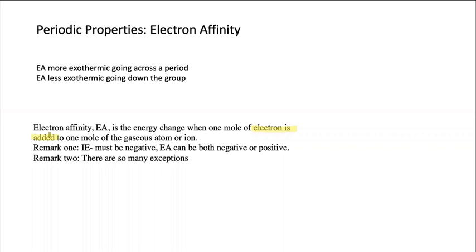But there are two remarks that I want to make. The first one is that for ionization energy, it is always negative. And for electron affinity, it can be both negative or positive. That's one thing. And the second remark would be that there are so many exceptions for electron affinity. But the general trend is that as we move across the period, it is more exothermic. And as we go down the group, it is less exothermic.